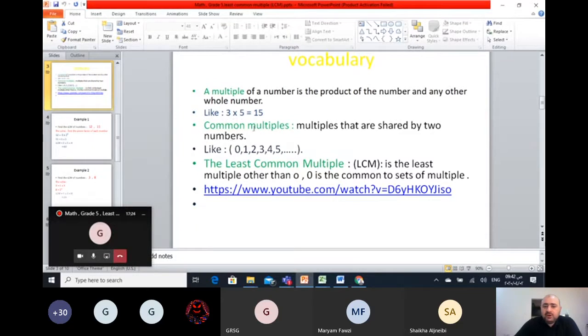Then what's the meaning of common multiples? Common multiples means multiples that are shared by two numbers. For example, 0, maybe 1, maybe 2, maybe 3, 5, 4.